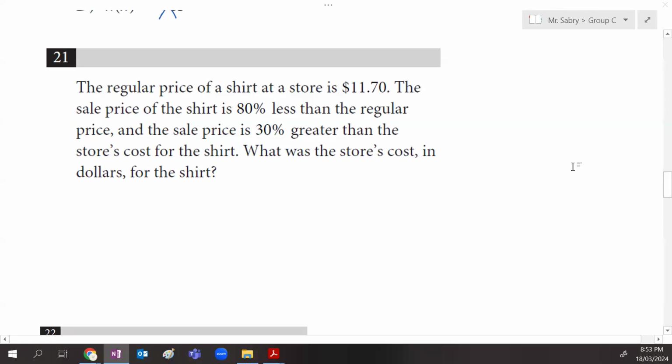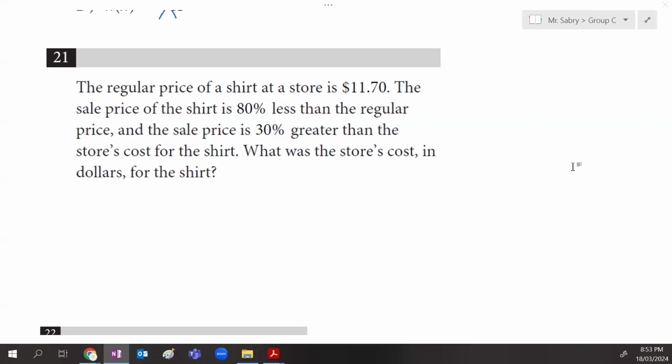It says the regular price of a shirt at a store is 11.7. The sale price of the shirt is 80% less than the regular price. I'll stop and ask you here a few questions. When I pay something that's 80% less than the regular price, what is the percentage that I'm going to pay? Anyone? If I took 80% off a price, what's the percentage that I'm going to actually pay? Perfect, 20%.